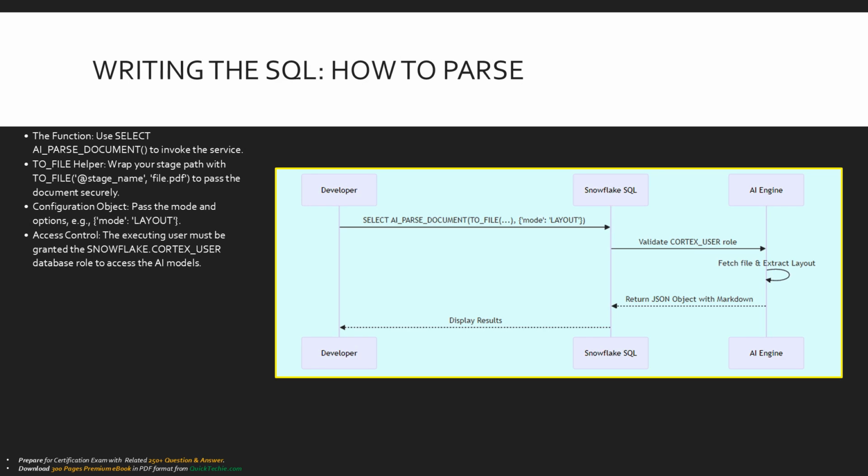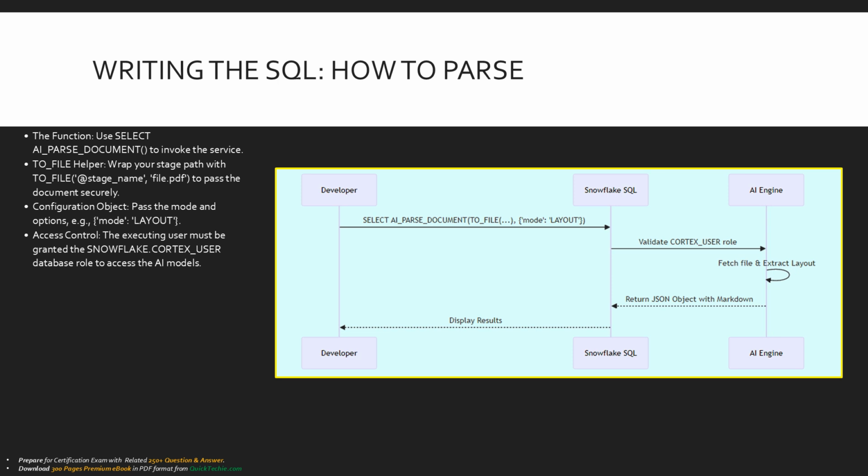Now, let's look at the actual SQL execution. To parse a document, you write a standard select statement calling AI Parse Document. The first argument isn't just a string path. You must use the TO_FILE helper function. You pass the stage name and the relative file name into TO_FILE, which securely points the AI engine to the document. The second argument is your configuration JSON object, where you define your mode.